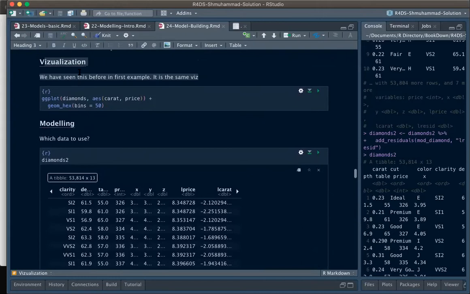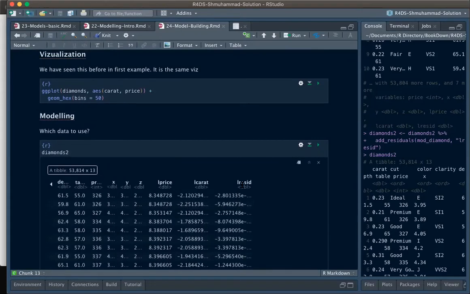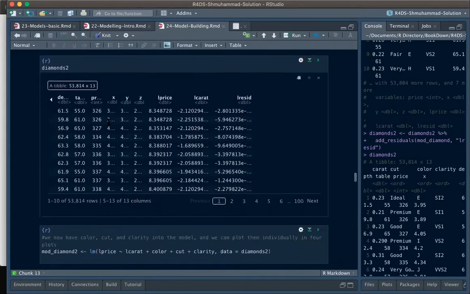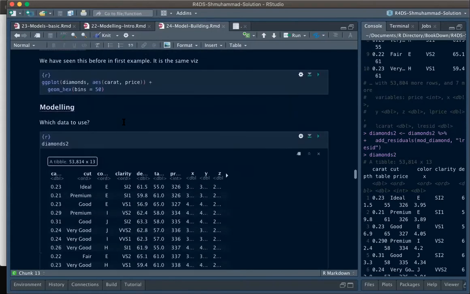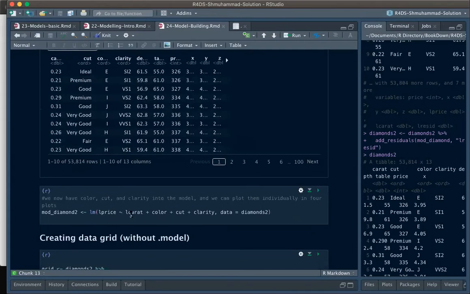After doing visualization, the next thing is modeling, and which data are we going to use? Remember, we have a data set called Diamond 2, which now already has a residual. We're going to use this data, but with more predictors. These are the four predictors: log transformed carat, color, cut, clarity.